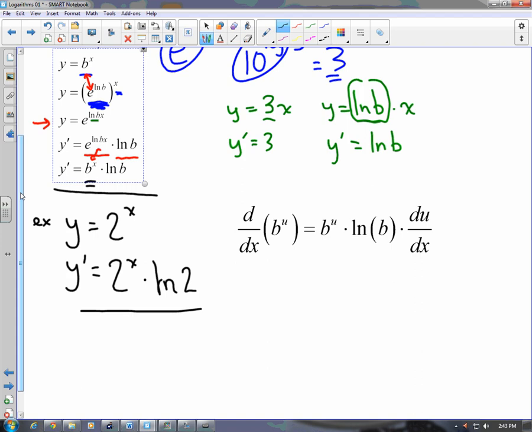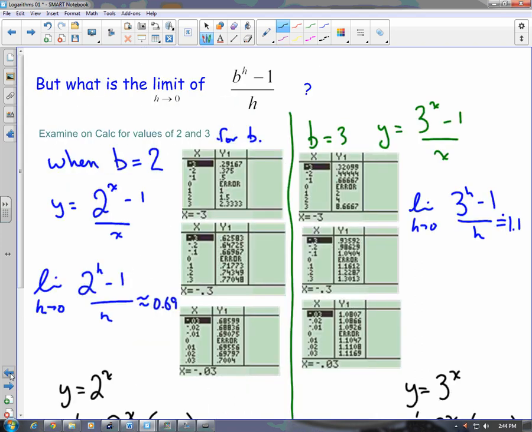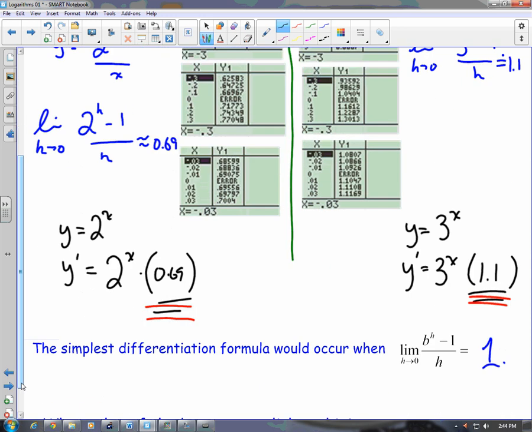Now, any wild guess, before you touch your calculator, what the natural log of 2 is? 0.69. All right? Remember that 0.69, the limit as it was getting closer? It's like, where did that come from? What does this represent?